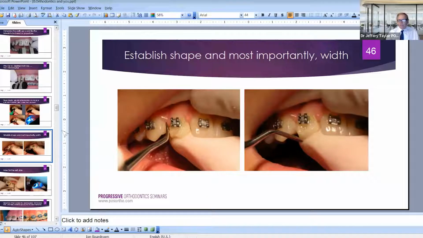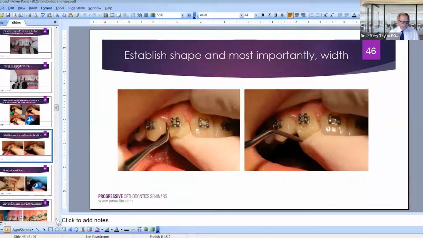And again, don't make it look too nice. So notice this fancy matrix system. I just stick my finger in there and blob some composite on the back of that. Don't even take the bracket off the lateral, and then roughly shape it and make it be the right width. That's the most important thing, is that you have it be the right width.